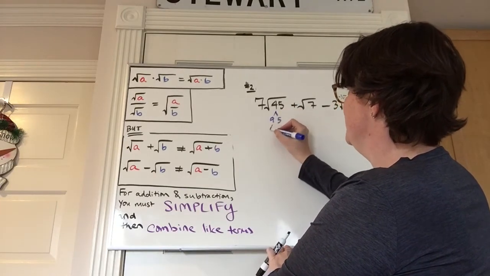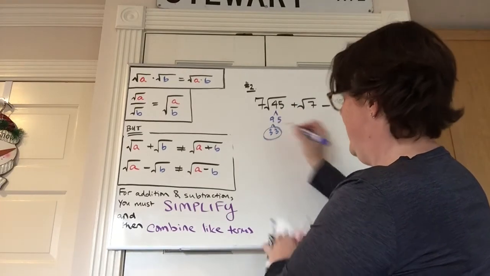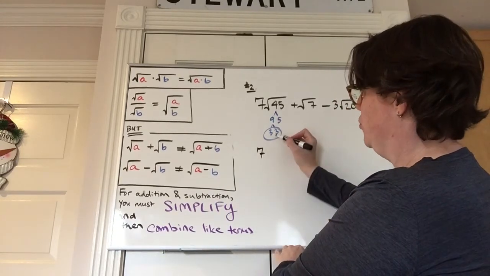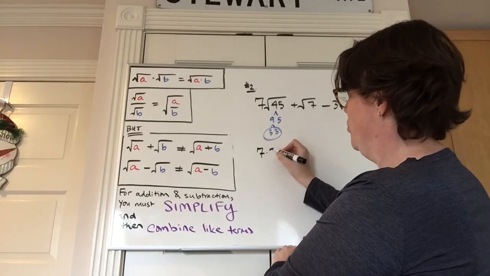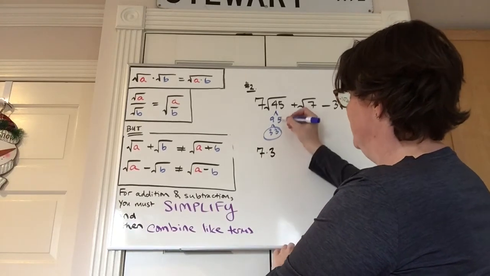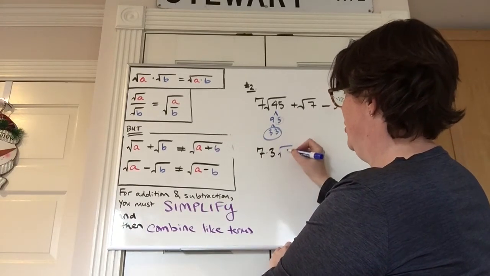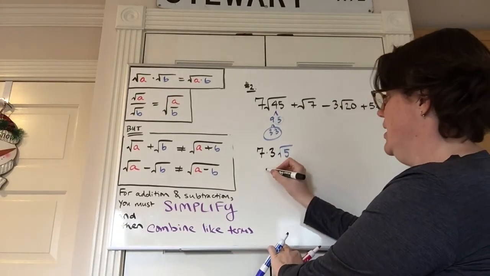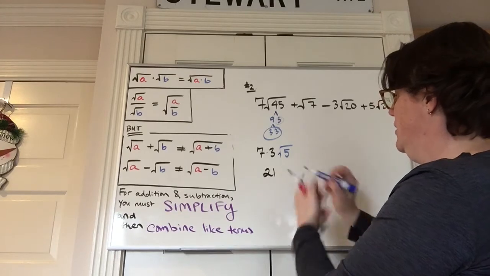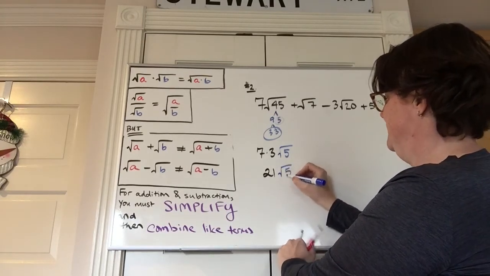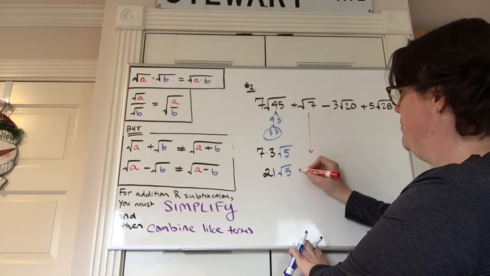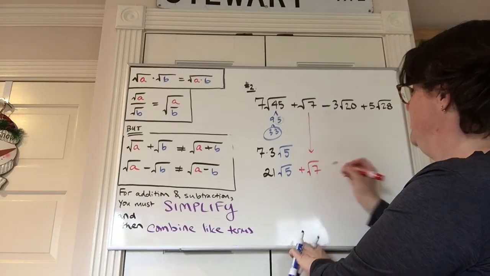I'll say that's 9 times 5, 3, 3, 5. So I already had a 7 on the outside. A 3 pair on the inside becomes a 3 on the outside. And I'm left with a 5 underneath. So I already had 7 outside. I pulled out a 3. This is going to become 21 times the square root of 5. Square root of 7 does not simplify, so that's just going to become plus a square root of 7.